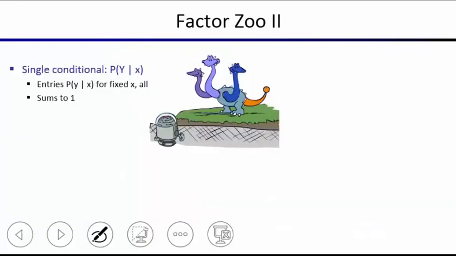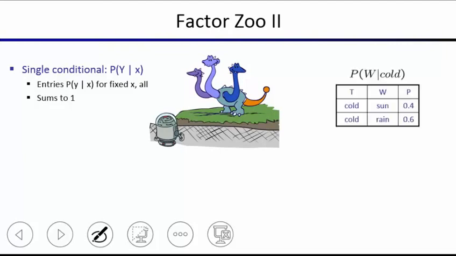All right, here's another type of factor, a single conditional. It's the distribution over some set of variables given some other variables instantiated as some value. So in this case, x has been instantiated as small x. The table could look like this for weather given cold.